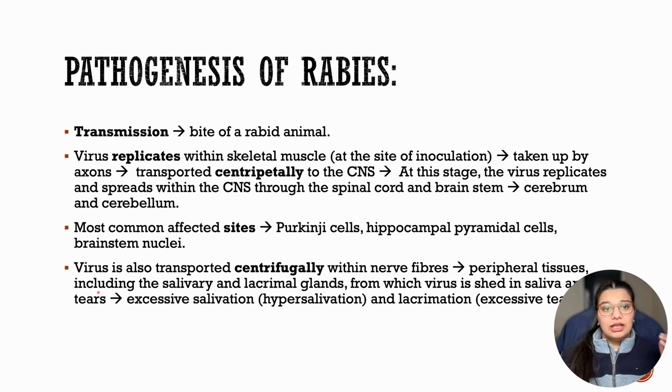The other method is that it spreads centrifugally. Centrifugally means it moves away from the center, getting towards the body. How does it do it? The virus moves within the nerve fibers towards the peripheral tissues. First, it was moving towards the central nervous system. Now it's moving to the peripheral tissues, including the salivary glands and the lacrimal glands, from which the virus is shed in the saliva and the tears. That's why, if you've studied it before, you will know that major findings in rabies patients are hypersalivation, or excessive salivation, and excessive lacrimation, which is excessive tears.